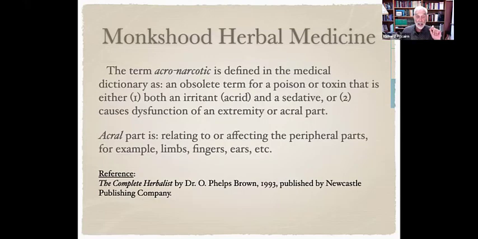So I looked up, I was just curious, I'll share with you. I didn't know what the word acronarcotic meant. I'd never heard of it before. I found it in a medical dictionary as an obsolete term for a poison or toxin that is both an irritant and a sedative, or causes dysfunction of an extremity or acral part. So, of course, I had to look up acral. An acral part is relating to or affecting the peripheral parts, for example limbs, fingers, ears, etc.